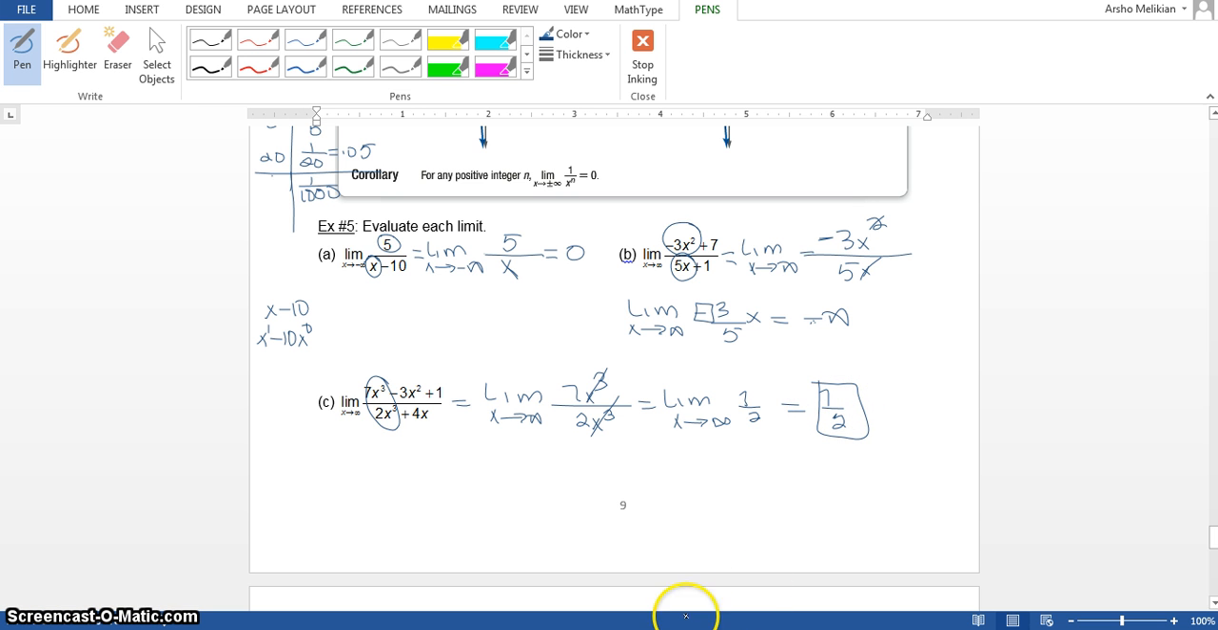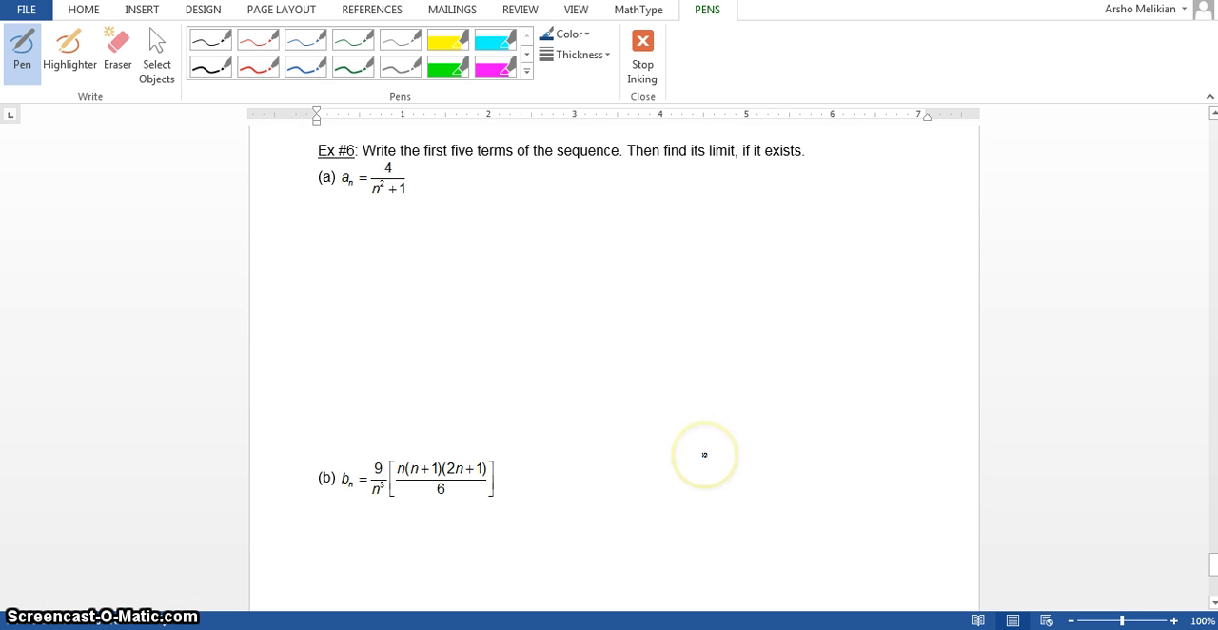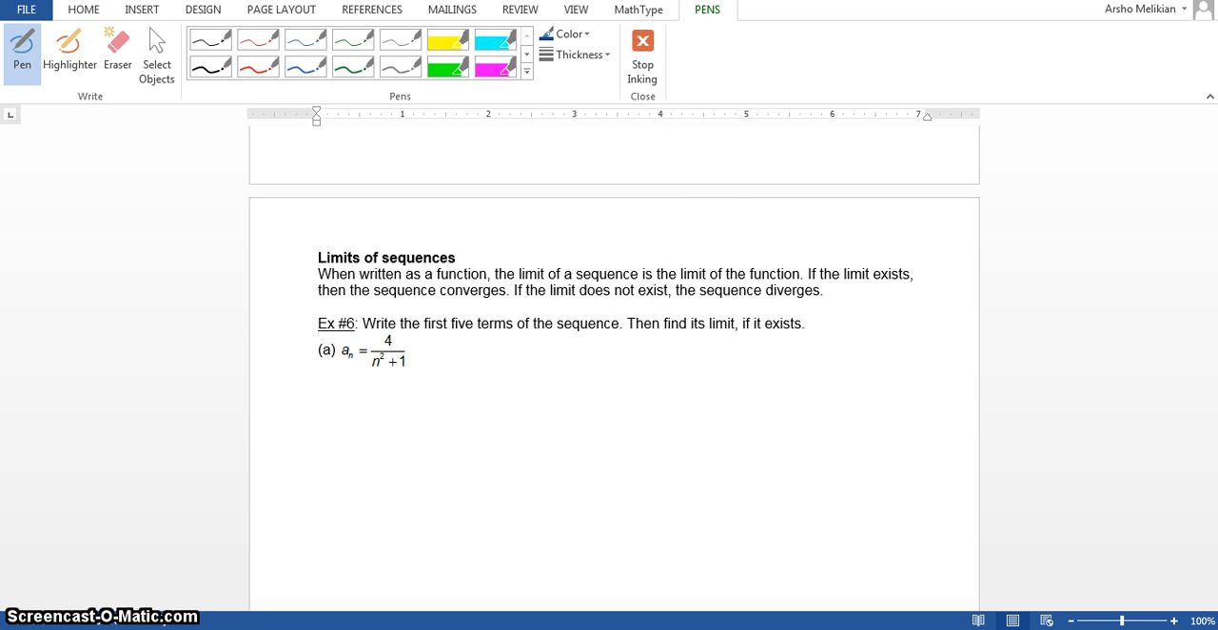Now, when we were talking about sequences, we said that they could either converge or diverge. And what we had to do was pick points, and we could decide whether they converged or diverged. Now, we can write the sequence as a function. In that case, we can find the limit. If the limit exists, then we say the sequence converges. If the limit does not exist, then we say the sequence diverges. So here, we're going to have to write the first 5 terms of the sequence, starting from 0.